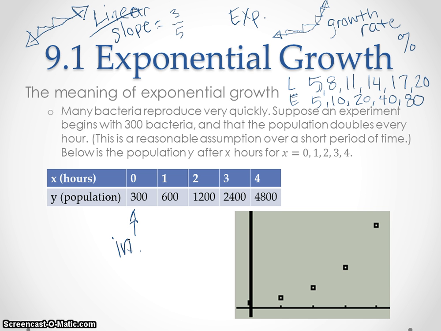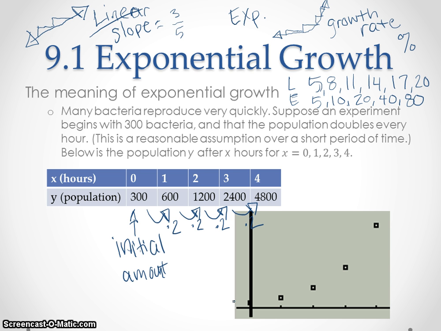And we're doubling every time. So 300 goes to 600, so we multiplied by 2. 600 went to 1200, we multiplied by 2. 1200 went to 2400, we multiplied by 2. 2400 went to 4800, which we multiplied by 2 every time. So it's the same factor that we're growing by, but we're not adding anymore. We're now multiplying, so it's going to grow much quicker.